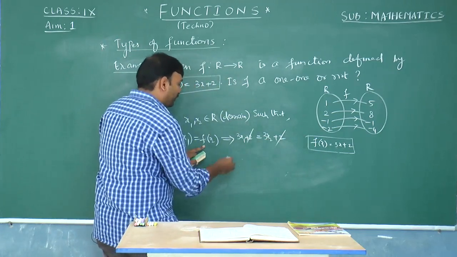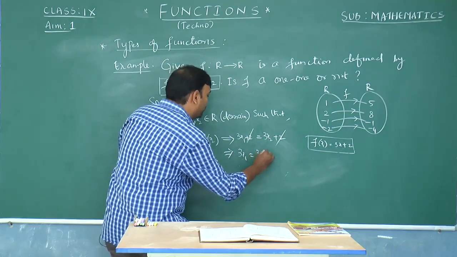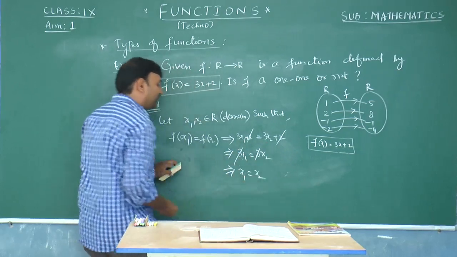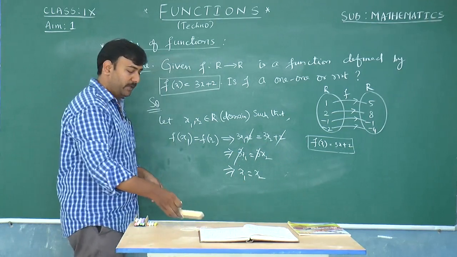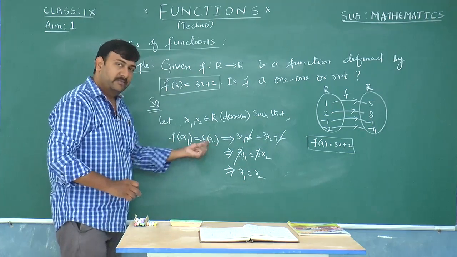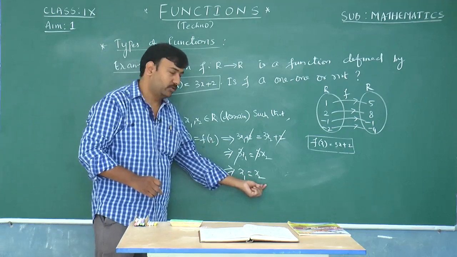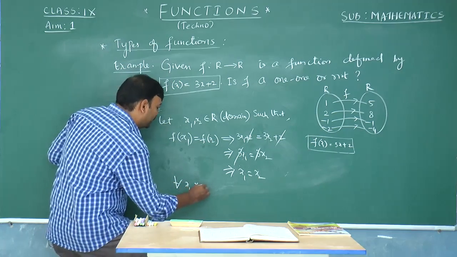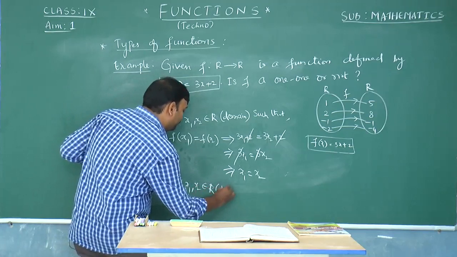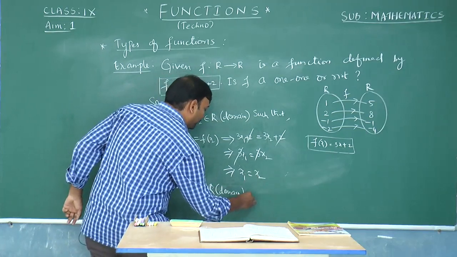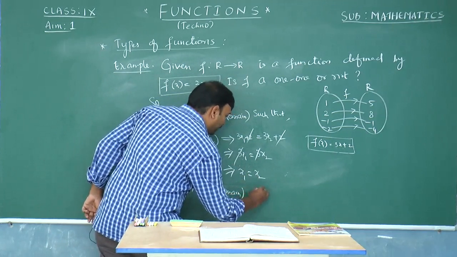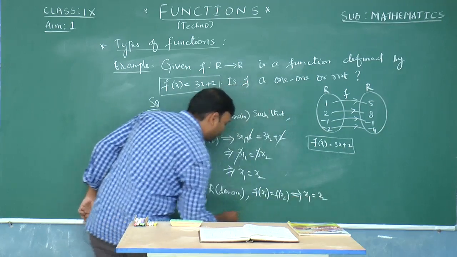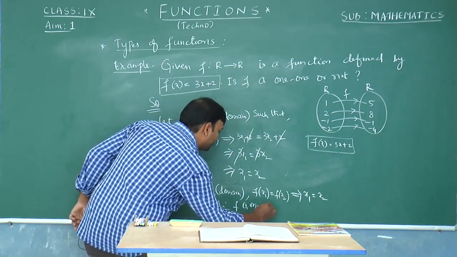Here, cancelling plus 2 and plus 2, we get 3x1 equal to 3x2. Cancelling 3 and 3, we get x1 equal to x2. That means we have checked the property of a one-to-one function, that is, for 2 elements having the same images, the elements are also the same. So we can conclude that f is a one-to-one function, that is, for all x1 comma x2 belonging to the domain R, we observe that f of x1 equal to f of x2 implies x1 is equal to x2. Therefore, f is a one-to-one function.